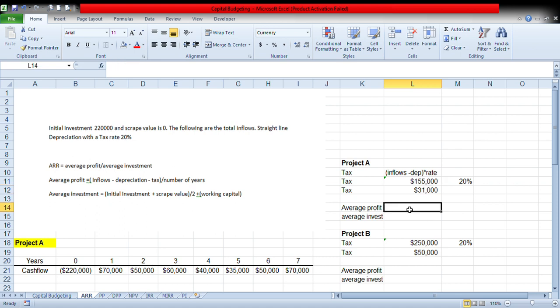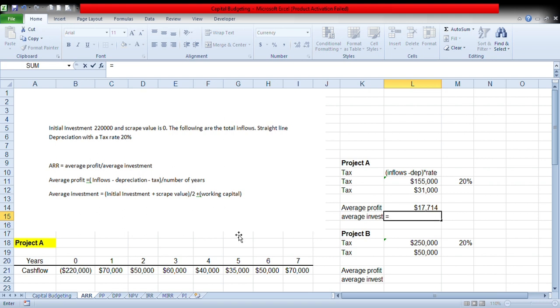Now let's apply the formula for average profit. Inflows minus depreciation, now minus tax, which is this, divided by number of years, which are 7. As you can see, number of years are 7, so just divide by 7, that's it. You will get 17,714 average profit.